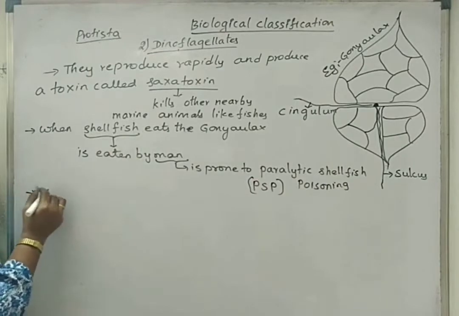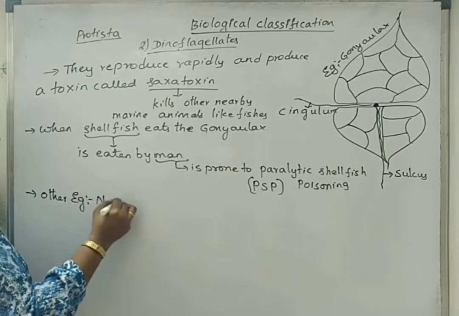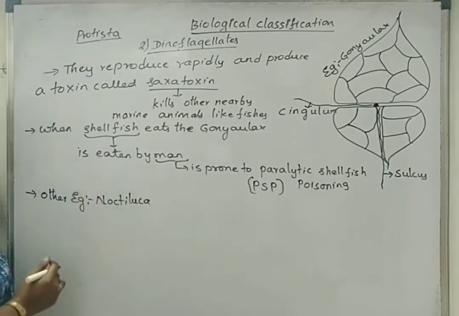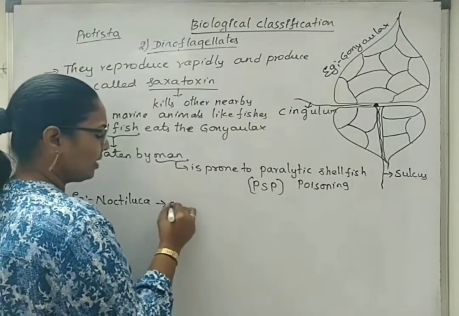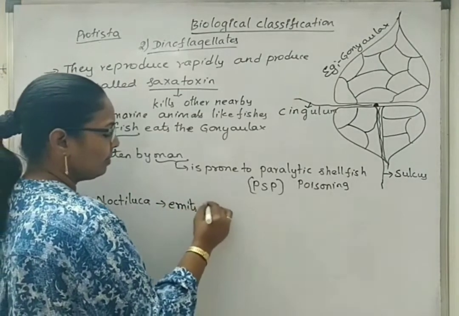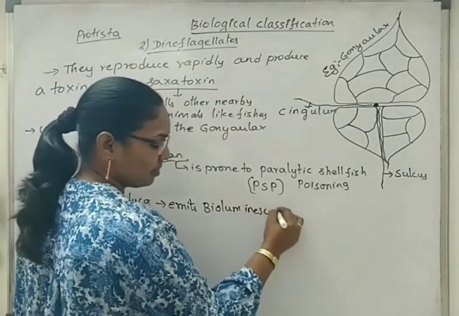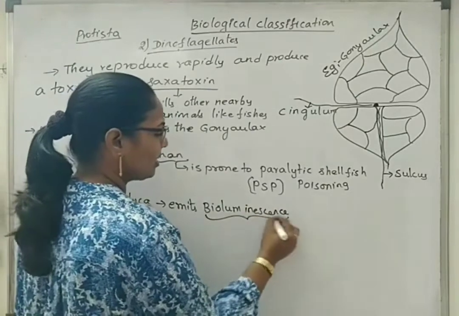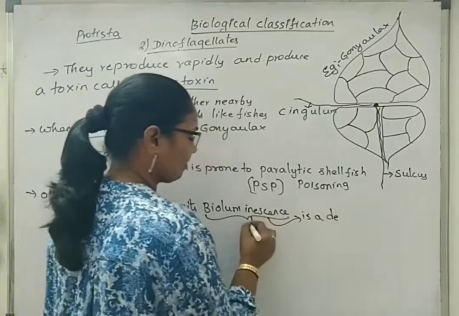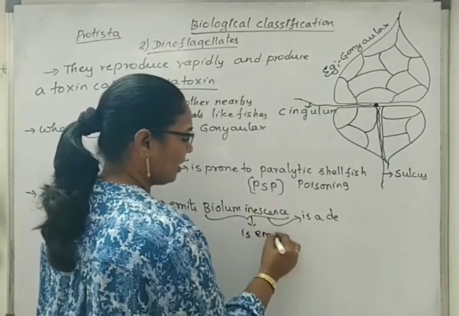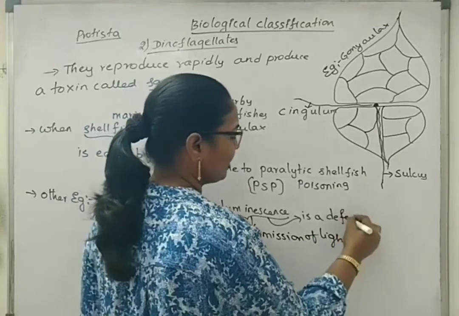Next, another example is Noctiluca, which comes under dinoflagellates. It emits bioluminescence. This bioluminescence, the emission of light, is a defense mechanism.